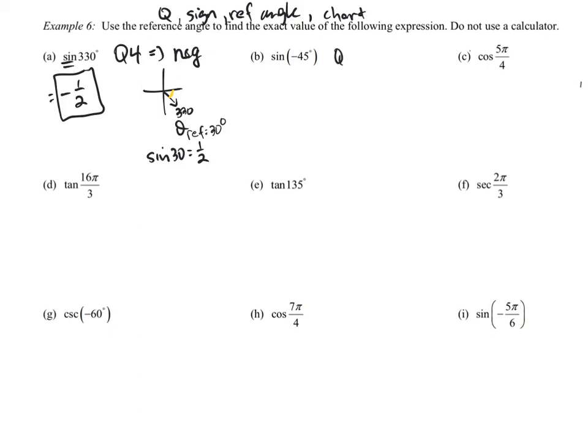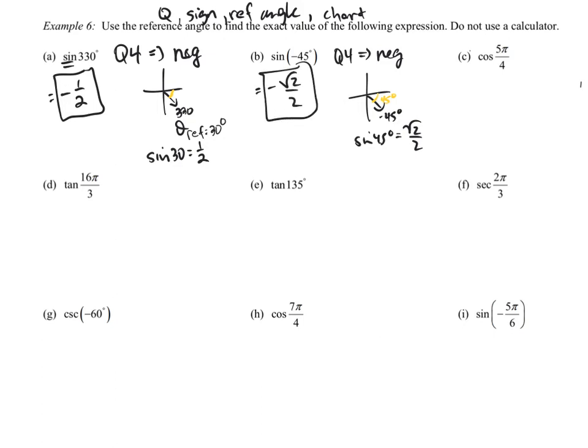So I know that negative 45 degrees is again in quadrant 4, and in quadrant 4, sine is negative. So I know that the answer is going to be negative. Now the reference angle, if I draw negative 45 degrees just real quick, negative 45 degrees is here, and so the reference angle is going to also be 45 degrees. And so what I need to know from my chart is what is the sine of 45 degrees. And so you should remember that that's square root of 2 over 2. And so the answer to this, without my calculator, is going to be negative square root of 2 over 2.